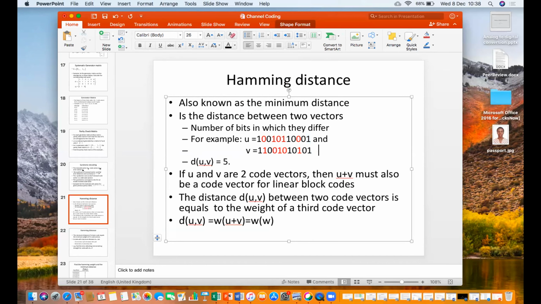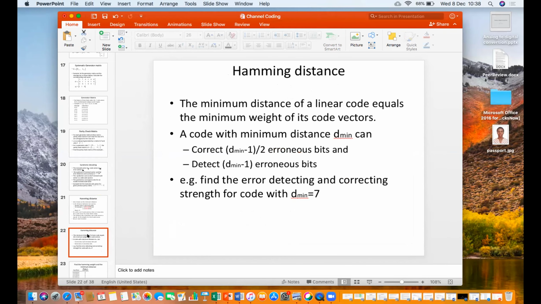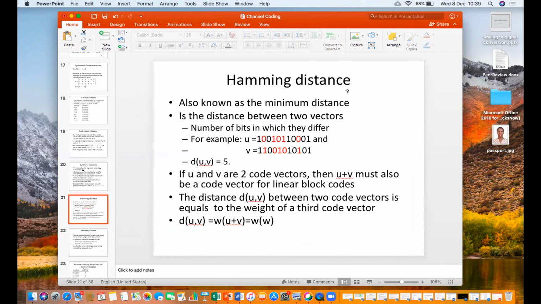subtraction, okay? The difference, we can get it either by addition or subtraction. So if U and V are two code vectors, then U plus V must also be a code vector for a linear block code. That one we already discussed. The distance between the two code vectors is equal to the weight. So we have the Hamming distance, which is the difference between two code words, okay? But also we have what we call the Hamming weight.